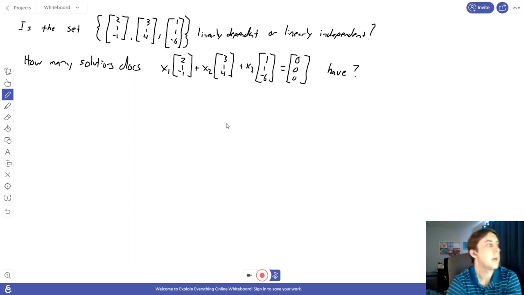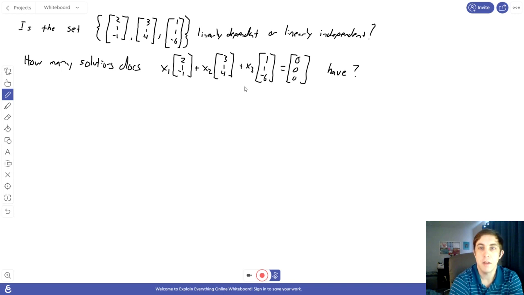So note that whenever we have a non-trivial solution here, so the trivial solution would be when x1, x2, and x3 are all 0. So we can always build a zero vector that way. But if I can do this with one of these x1, x2, x3s being non-zero, then I can rearrange this and solve for one of these vectors in terms of being built out of the other ones. So if we only have the trivial solution, then these vectors are linearly independent. If we have a non-trivial solution, these vectors are linearly dependent.